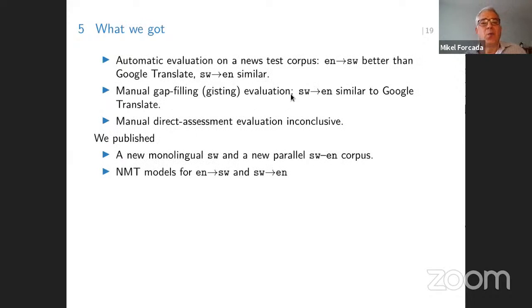So what we got is automatic evaluation on a news test corpus, which showed us that we're doing quite well because we're similar to Google Translate or even better in some cases. We got human evaluation for gisting, which meant that our systems are comparable to Google. And we also did some manual direct assessment evaluation, but that was inconclusive. And we published the corpora and machine translation models for both language directions.